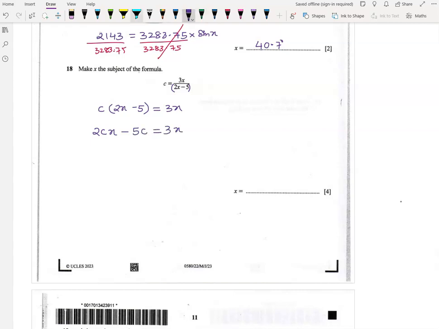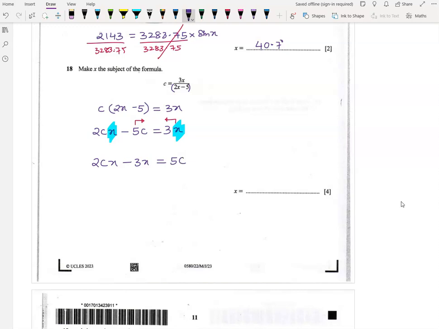Now you want to make x the subject of the formula, and x is repeating twice, so we want to bring both of them together. So what I will do is, we will shift 3x to the left and bring minus 5c to the right. So we have 2cx. When you move 3x to the left, it will become negative 3x, and when you move minus 5c to the right, it will become positive 5c.